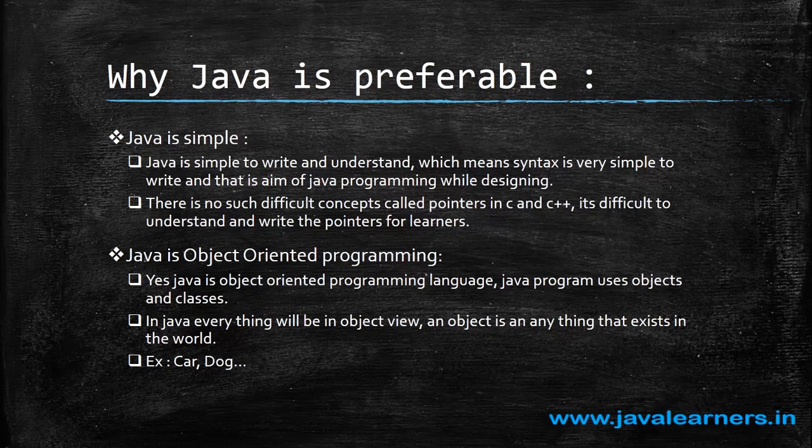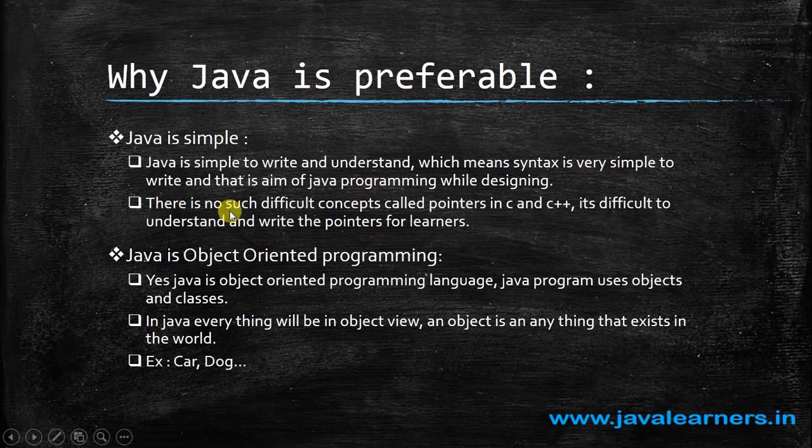So he thought that it should be very easy to understand and very easy to write. That is one of the aims of the Java programming language while developing. So he preferred to make it very simple. That's why Java is simple to write and understand. In the further tutorials you'll come to know how simple it is to write programs in Java.